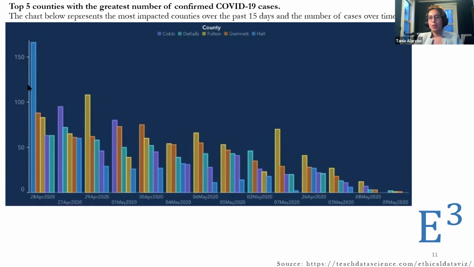One of the outcries, and what caused controversy when the Georgia Department of Health posted this picture, is because this gives you the impression that there is a declining trend in COVID cases. If you do not look at that axis carefully, you may see April 28th, really high number of cases. May 9th, low number of cases.